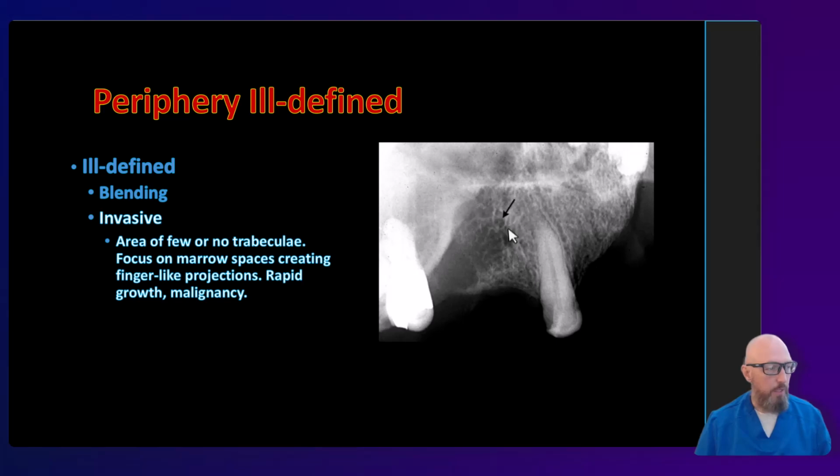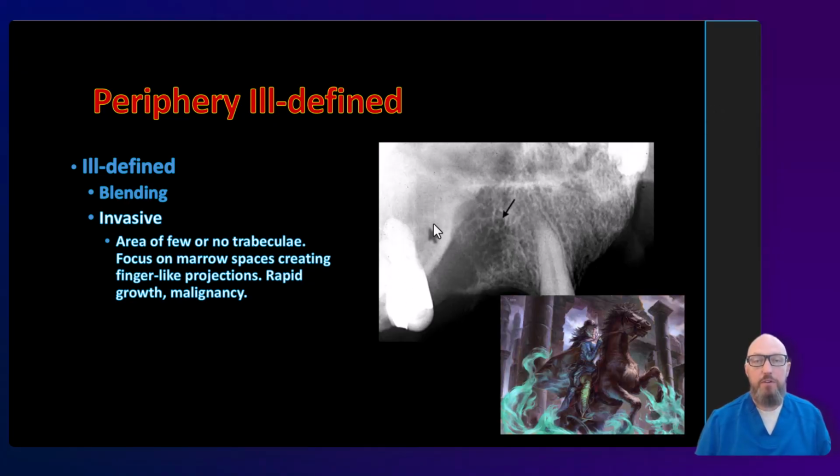All right, this one I really like for invasive. Look at the way it's kind of extending into the marrow spaces, kind of widening those marrow spaces, almost like finger-like projections, projecting into the bone. For the fantasy fans out there, if you're familiar with The Wheel of Time, this looks like the mists of darkness, so something very foreboding. And the appearance just looks overall dangerous to me. So when you see something like this, when it's really narrowing marrow spaces, really think malignancy.